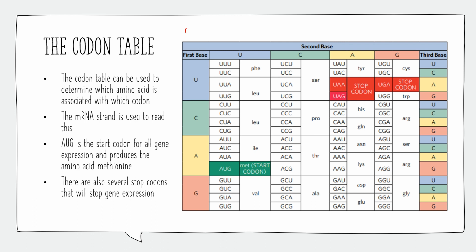So remember, I said that mRNA is read in codons, okay? How do we know which codons match with which amino acid? This is how, okay? We read a table like this. So the mRNA strand is used to read this, okay? So when you are reading these codons here, always be using the mRNA strand. Don't use the DNA strand. Don't use any other strand, just the mRNA strand.